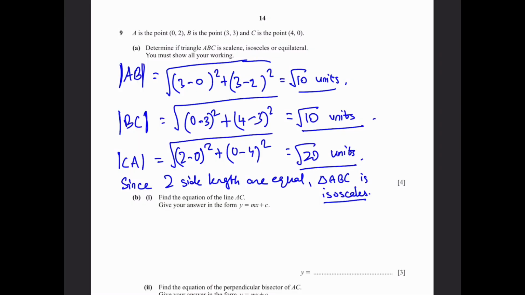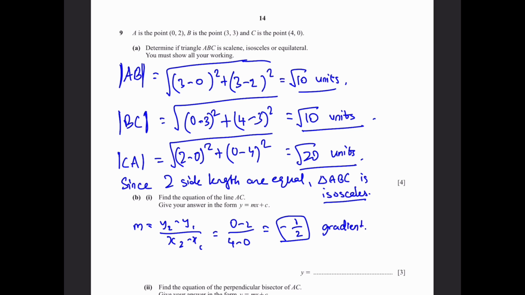1. Find the equation of line AC. Give the answer in the form y equals mx plus c. We can find m, y2 minus y1 by x2 minus x1. And that's just going to be 0 minus 2 by 4 minus 0, and negative 1 by 2 is our gradient.